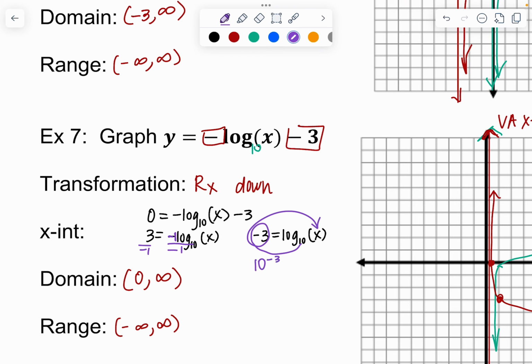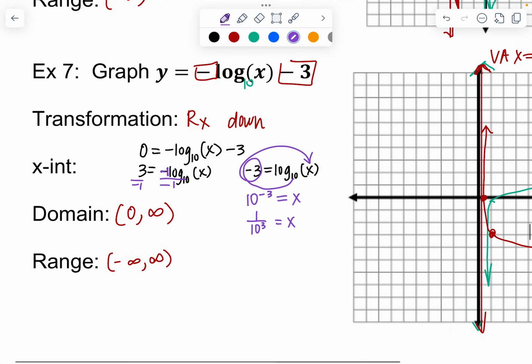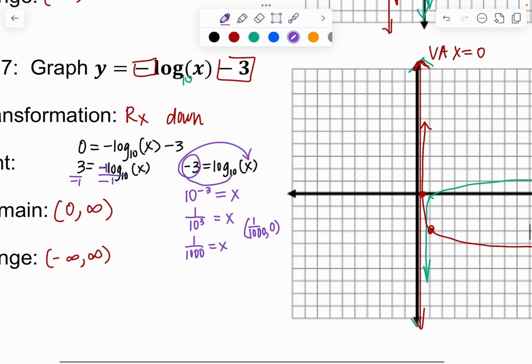10 to the -3 equals x. So that's 1 over 10 to the third. And 10 to the third has 3 zeros. That's 1 over 1,000 as our x-intercept. (1/1,000, 0). And so that's so close to the asymptote.